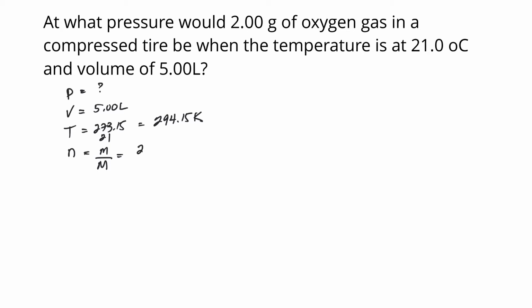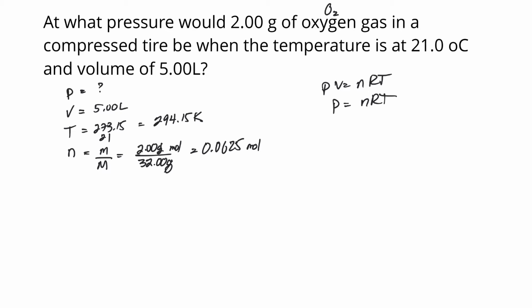Number of moles, I don't know, but it's mass over molar mass. So mass is 2 grams divided by oxygen is O2. Oxygen is 16, and 2 of them, that'd be 32 grams per mole. Grams cancel. If you divide that, it comes out to this many moles. Okay, I think I'm ready. So my formula, PV equals nRT. So I'm looking for pressure. So it's nRT divided by V.